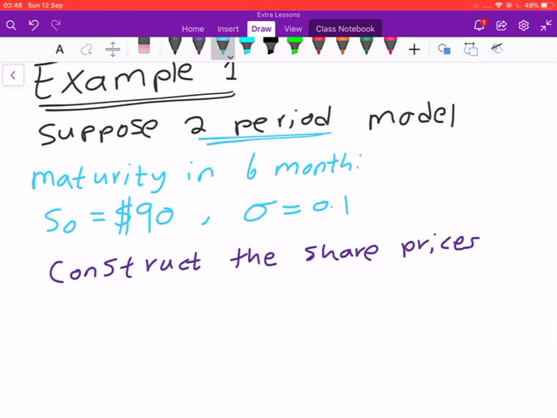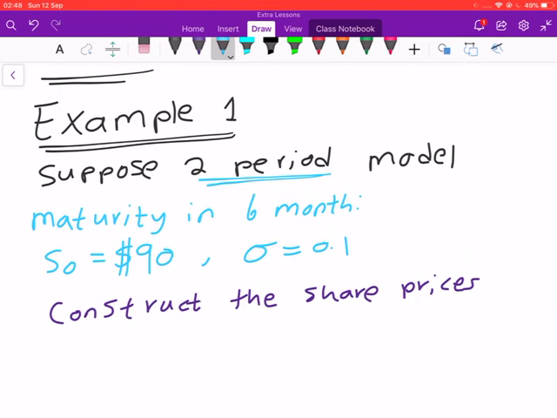Suppose that we have a two period binomial model, which has a maturity of 6 months. We denote the maturity by capital T, which is 6 over 12 months, which is 1 over 2. Meaning that the change of time is 1 over 2 all over 2, because we are looking at 2 periods, which is 1 over 4.